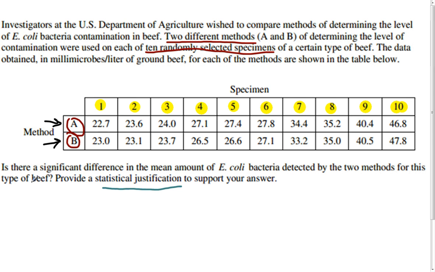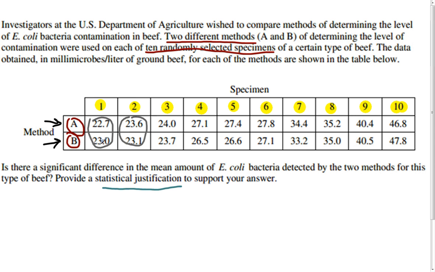is for each of the two methods, because you have a matched pairs design. Same specimen, method 1, method 2. Same specimen, method 1, method 2. And because you have that all the way across, instead of just using it as two separate unrelated samples, you can actually make better conclusions by subtracting one method from the other.